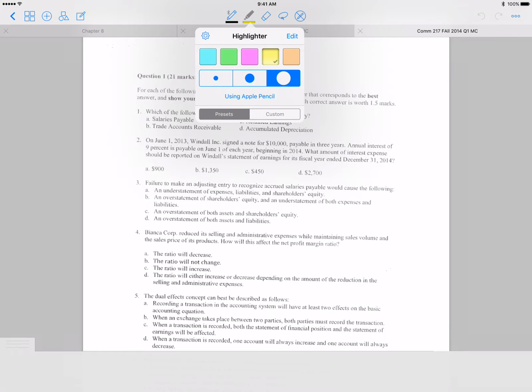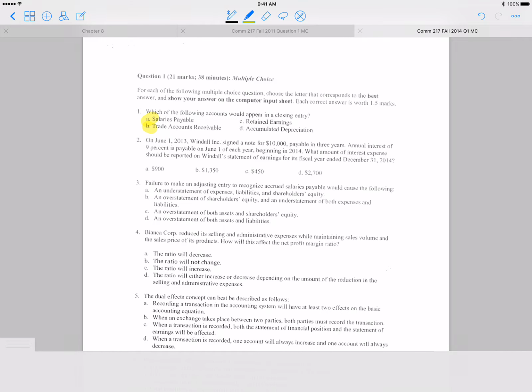So for A, B, and D, these are all accounts that appear on the balance sheet and not in the income statement. So these aren't temporary accounts, they're permanent accounts. So the only solution is retained earnings, and why retained earnings is correct is because all your temporary accounts which are closed are then transferred to retained earnings. So retained earnings does appear in your closing entries. So the answer would be C.